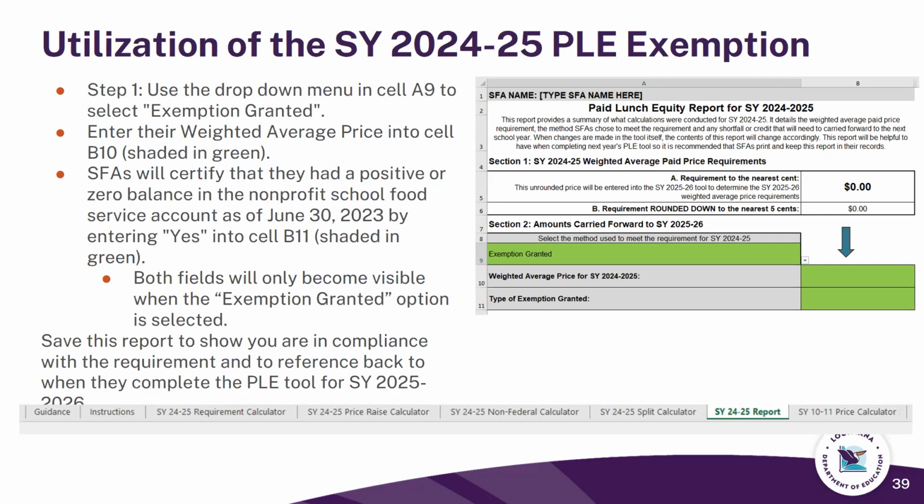of June 30, 2023, by entering yes into cell B11, shaded in green. Both fields will only become visible when the "exemption granted" option is selected. Save this report to show you are in compliance with requirements and to reference back to when they complete the PLE2 for school year 25-26.